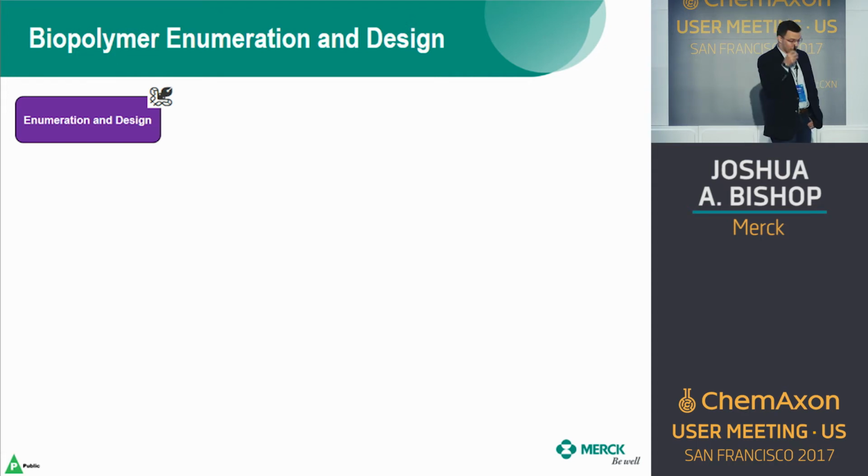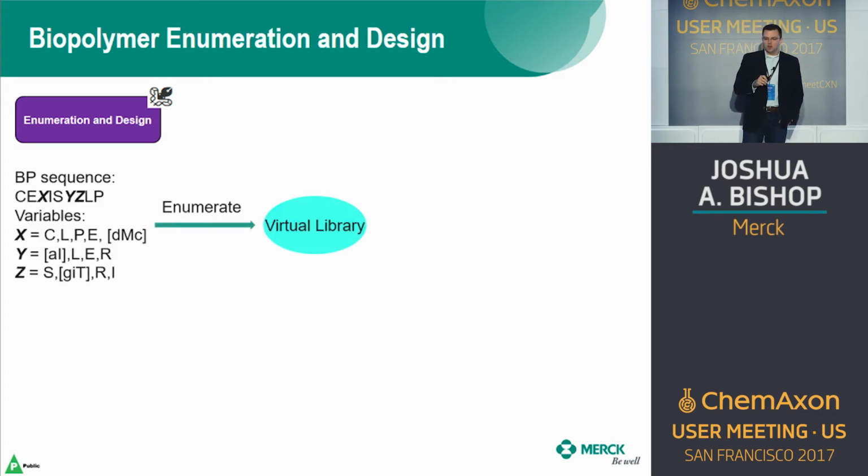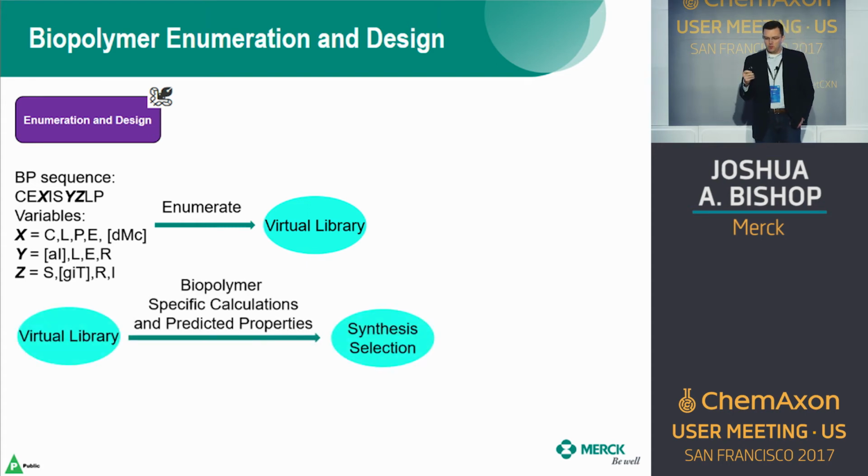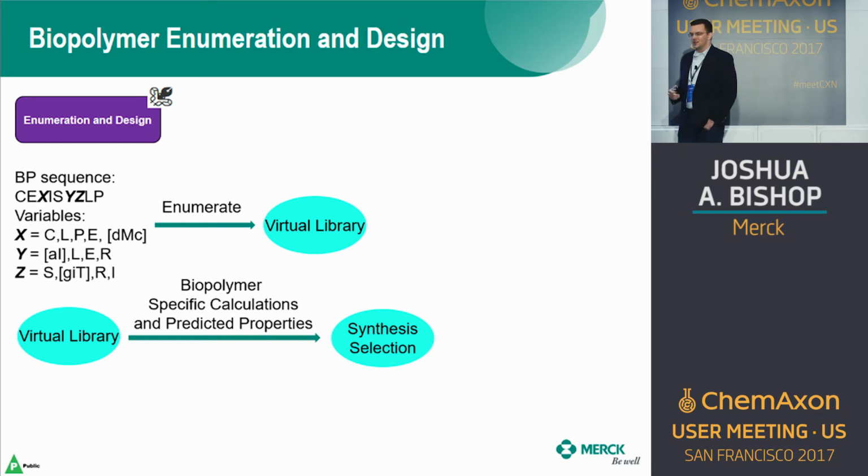So enumeration and design. This is what I was talking about as our first step. What I'm going to do is walk through these steps and describe a little bit more about what we're doing with them. So you take your sequence, right, and this is going to be just a very simple linear sequence here, but the idea is extrapolated out to larger, more complex sequences as well. You have your biopolymer sequence, you have your variables, you have your monomers that you're going to be inserting into those locations within the sequence. You enumerate and get your virtual library. You then apply your biopolymer-specific calculations and predicted properties, and you get a synthesis selection.